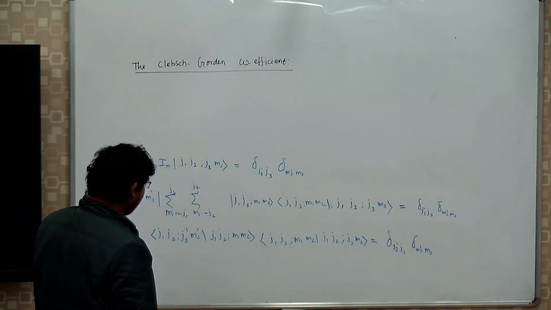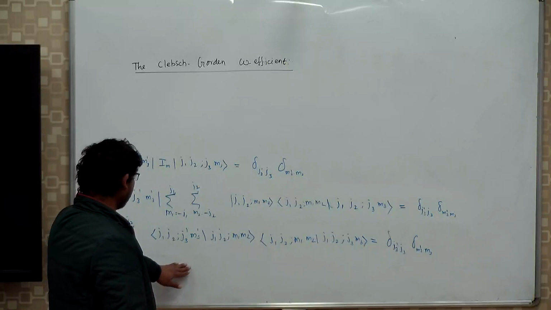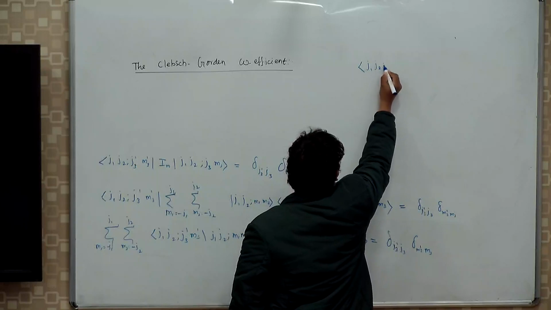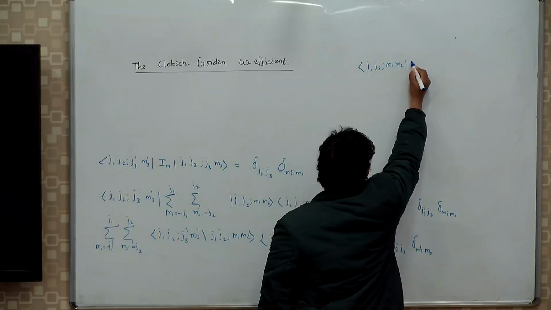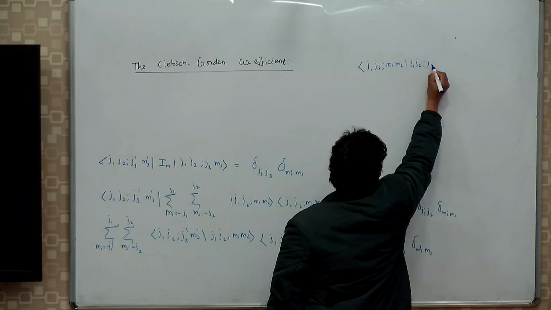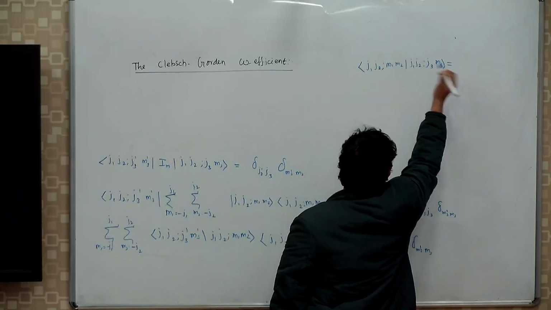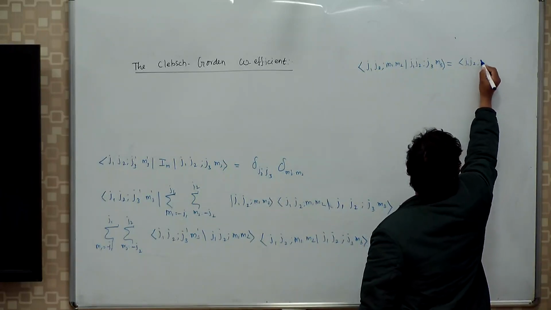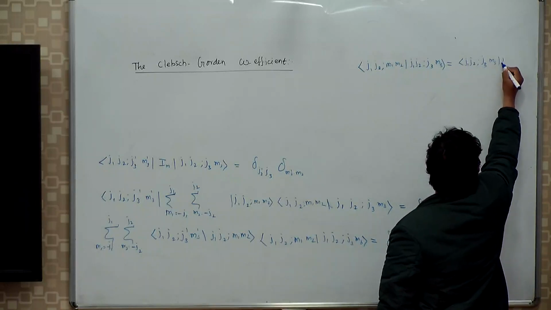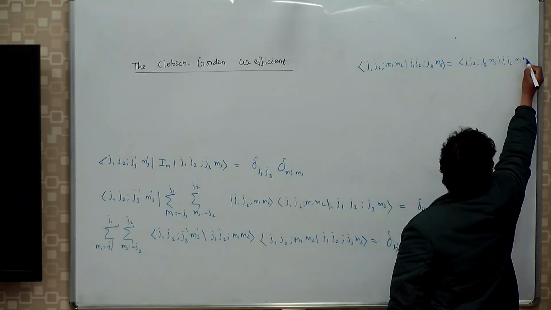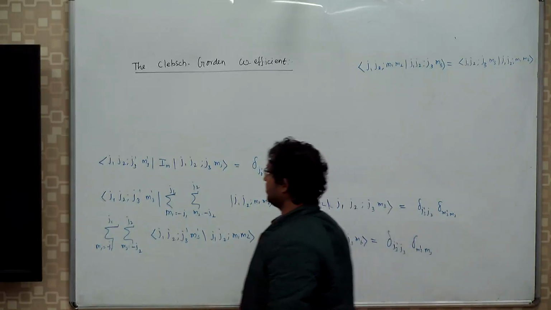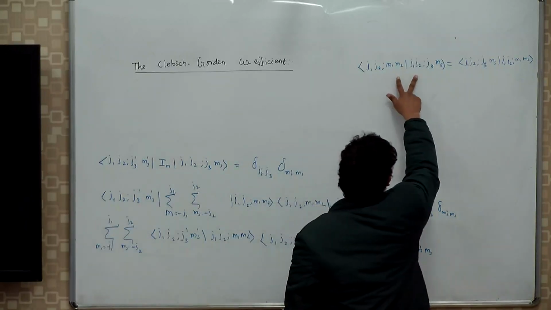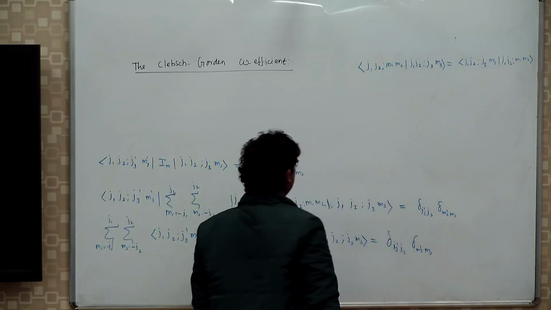According to the unitary transformation, just now we have written it, that the inner product between J1, J2, M1, M2 and J1, J2, J3, M3 can be written the other way round because it's a number. So we can write it J1, J2, J3, M3, J1, J2, M1, M2. There is no harm in writing this because it's a scalar quantity, it's a number. So the inner product between these two quantities will give the same as the inner product between these two quantities. So there is no problem.